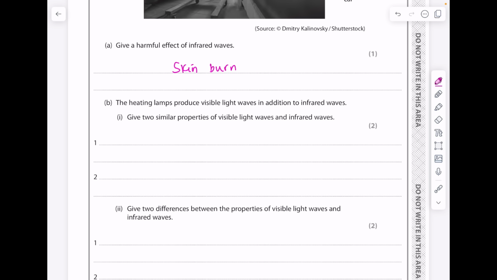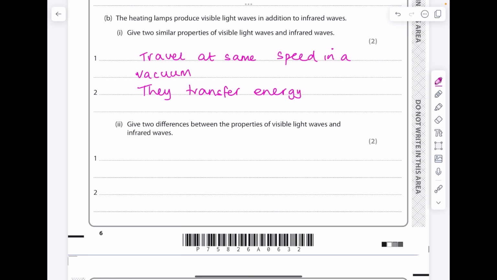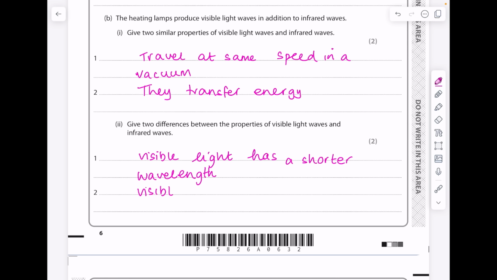The heating lamps produce visible light waves in addition to infrared waves. Give 2 similar properties of visible and infrared. They travel at the same speed in a vacuum. They both transfer energy. Give 2 differences. So the visible light has a shorter wavelength. Visible light has a higher frequency.